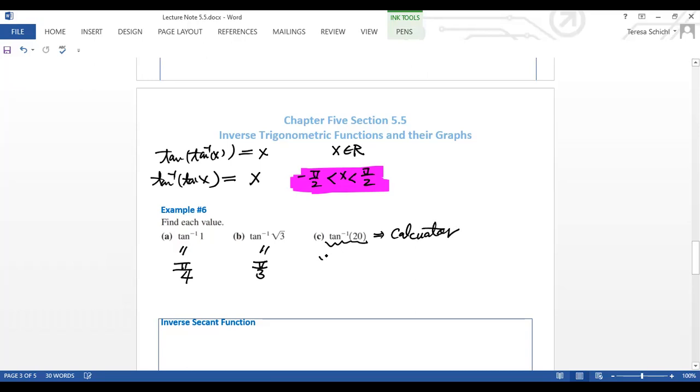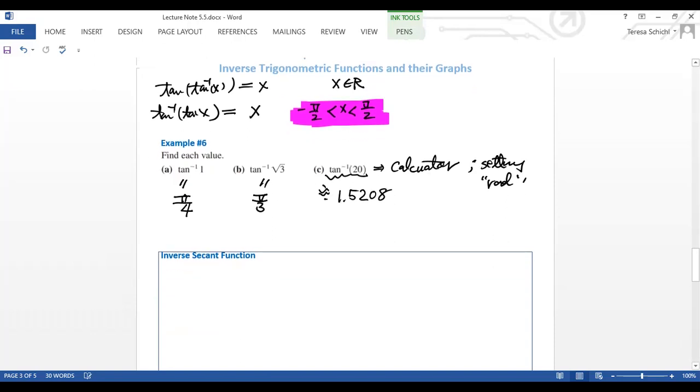Okay, then for the calculator's setting, make sure you put it on radians, right? So now this one's here, check you can get it. It's 1.5208 something, okay? So that is for the tangent. So every one of them is the same here, all right? So now let's take a look at the remaining three.